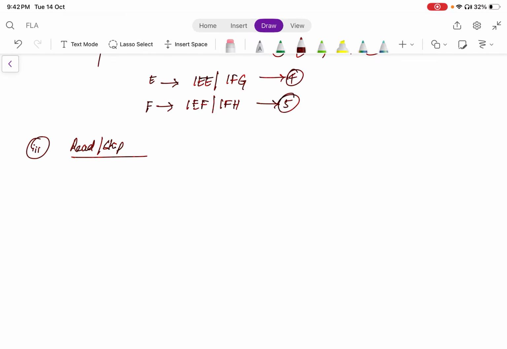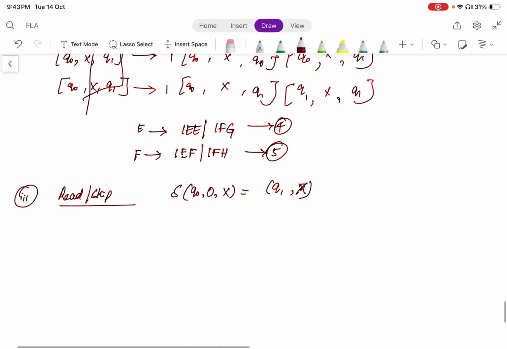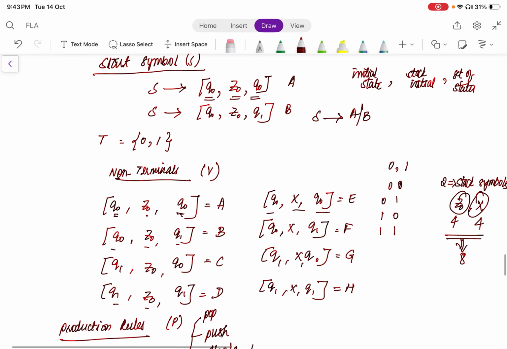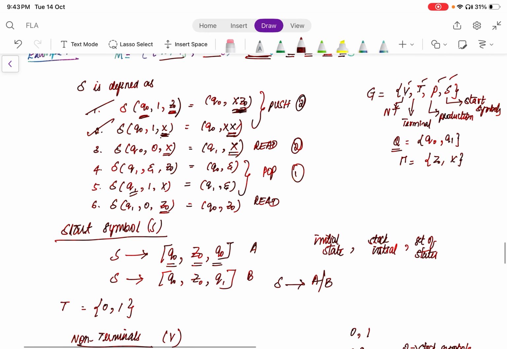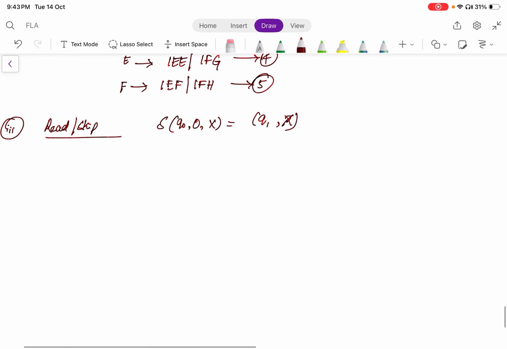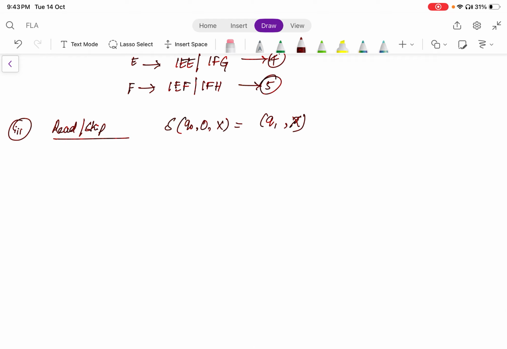So the first read or skip you have is delta of Q0 comma 0 comma X is equal to Q1 comma X. So this is the read operation. For push operation, we repeat the rule twice because we had two symbols on the right side. Now we have only one symbol. So for this we just have to write once, one for Q0 and one for Q1.